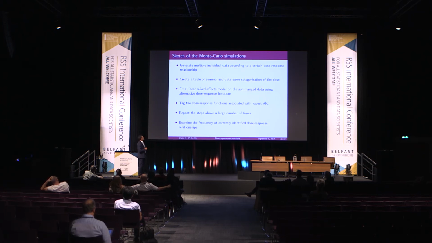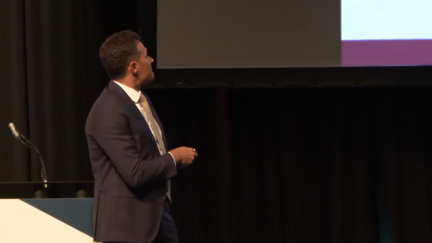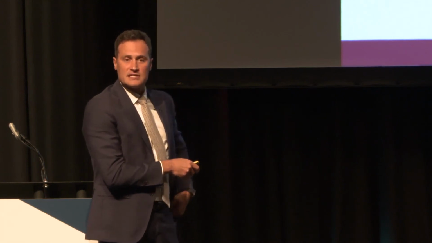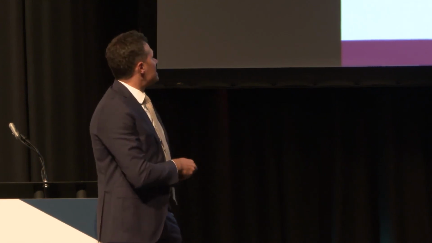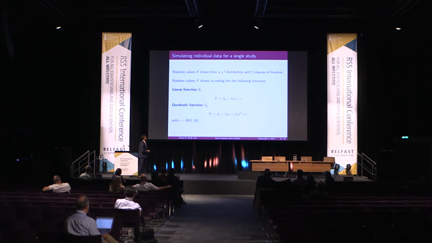And so this is the sketch of the Monte Carlo simulations. What I did was to generate individual data according to a certain dose-response relationship. Then I create a table: I go from individual to summarized data upon categorization of the continuous dose. Then I fit the mixed effect model that we have seen. And then I use the lowest AIC to tag the best model suggested by the smallest AIC. Then I repeat the steps a large number of times, let's say 1,000 times. And then I look at the frequency of the correctly identified dose-response model. So that's the idea of the simulation.